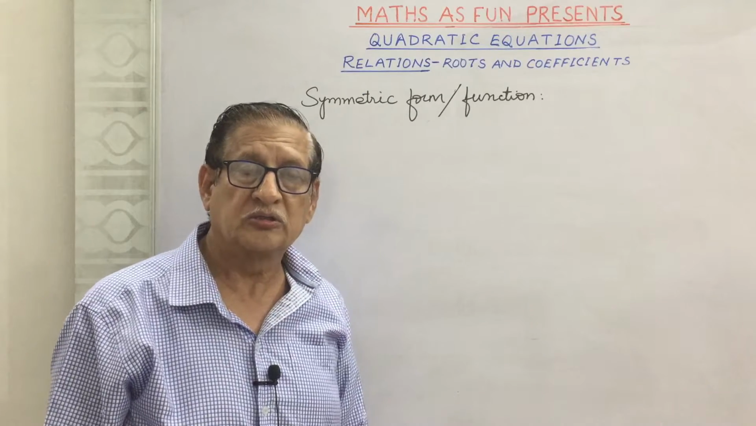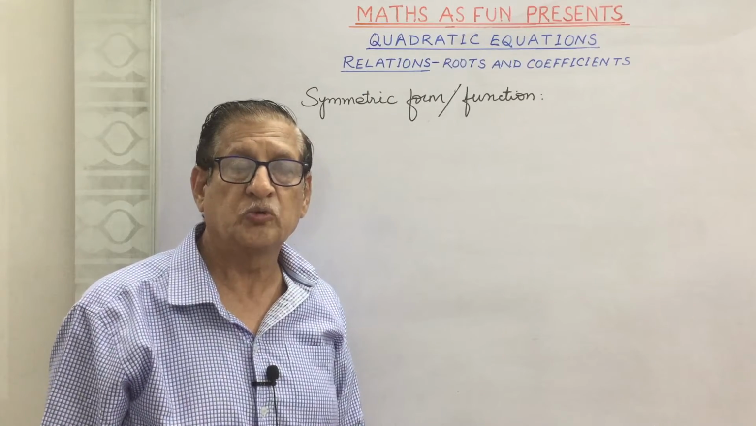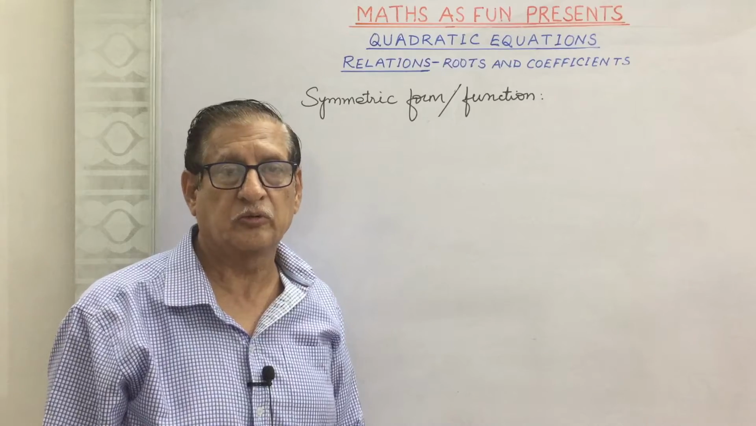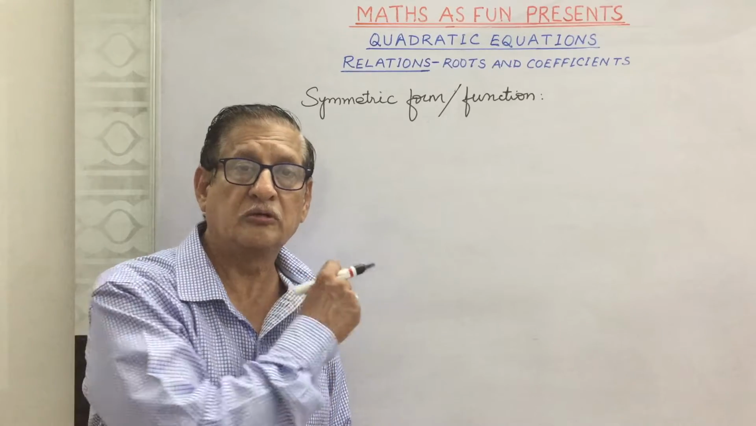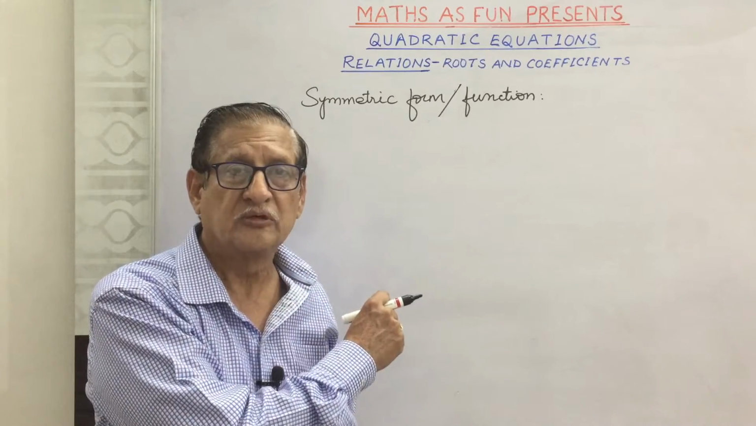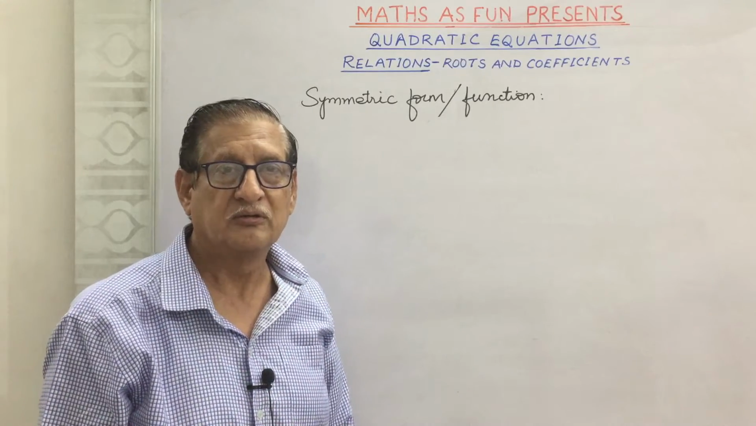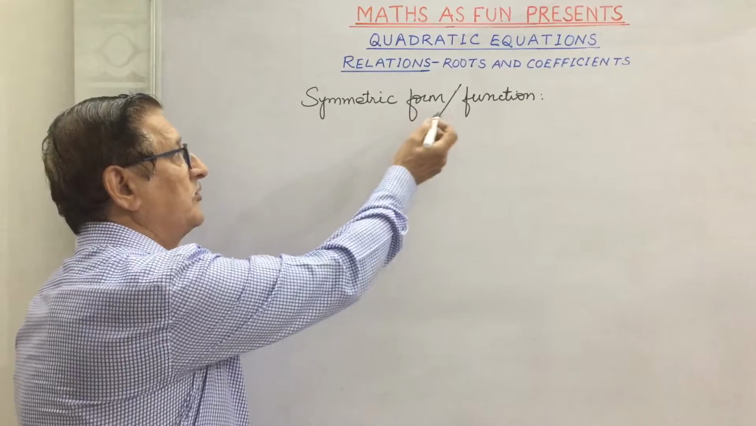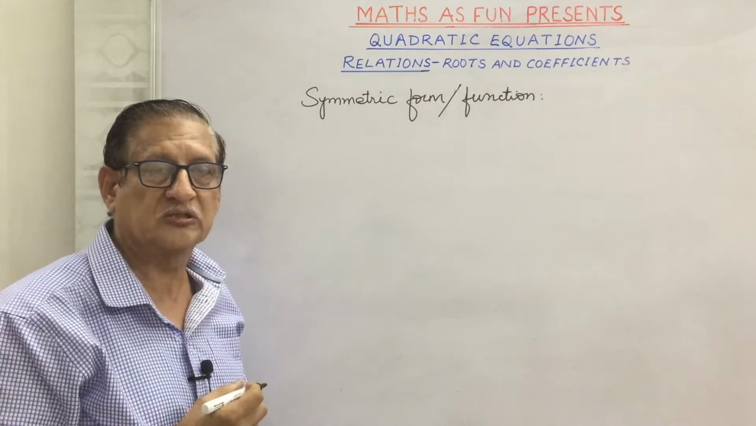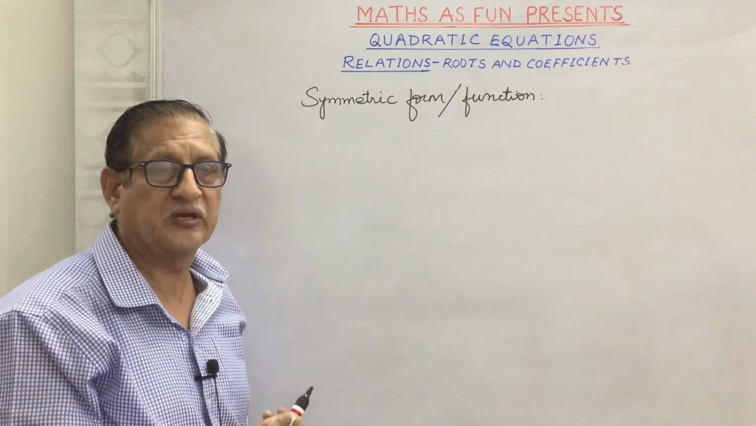After learning about the relationship between the roots and the coefficients of a quadratic equation, we can also learn about the symmetric forms or symmetric functions of the roots of quadratic equation. What are these symmetric forms or symmetric functions in terms of alpha and beta?